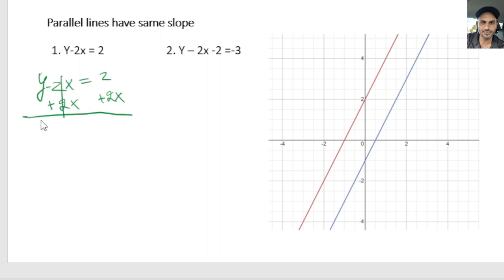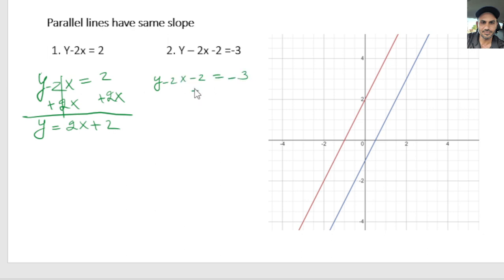So this is done and we're left with only y on this side. On the other side we have 2x plus 2. And this one right here, we're going to simplify it. Let's bring everything else on the other side. So we have y minus 2x minus 2 equals -3.